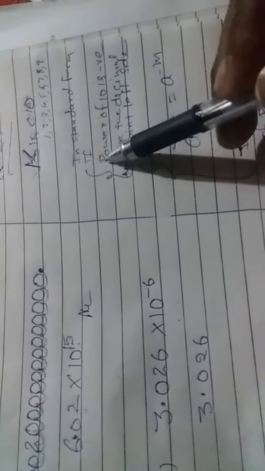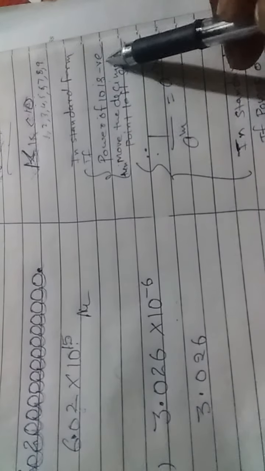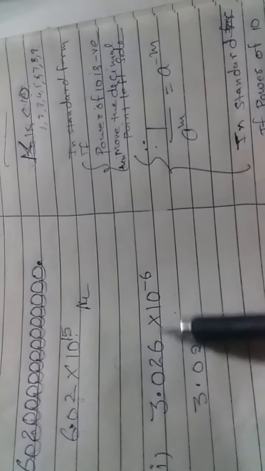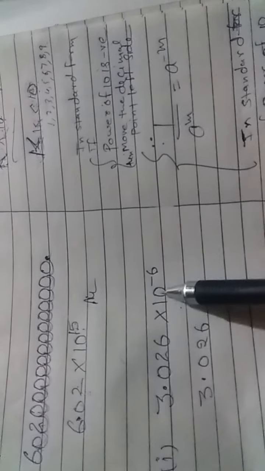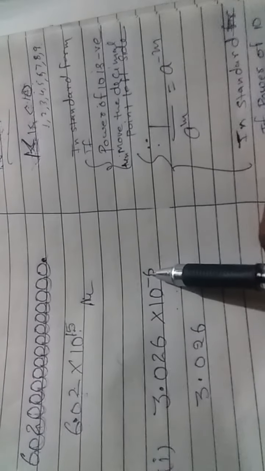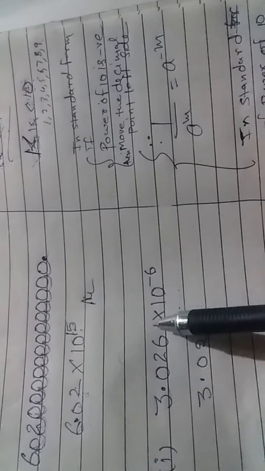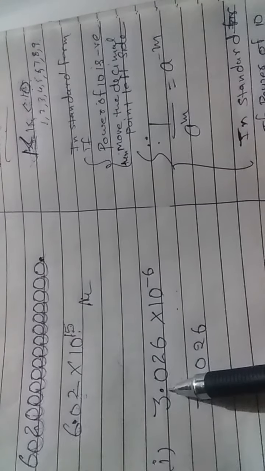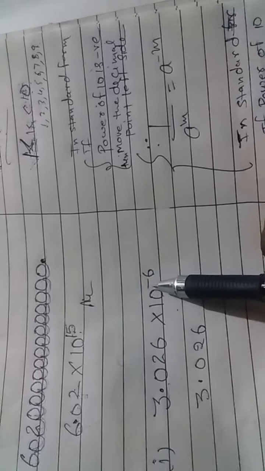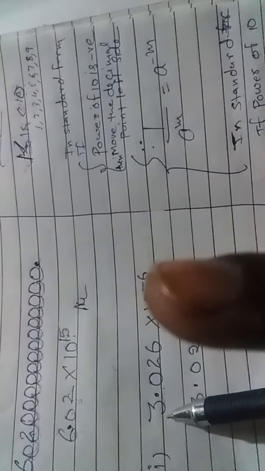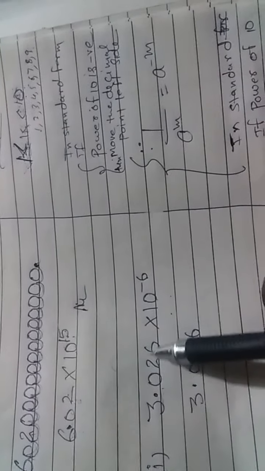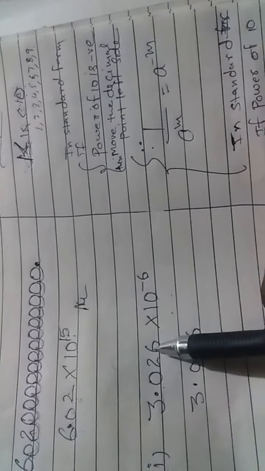So let me tell you, in the standard form, if the power of 10 is negative, remember, now this is our standard form. In this standard form, if the power of 10 is negative, then what you will do is move the decimal point which is given in the number. So you will move the decimal point towards the left side, because your power of 10 is negative here. Remember it, students.